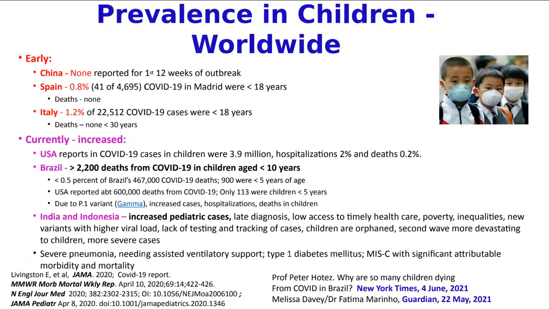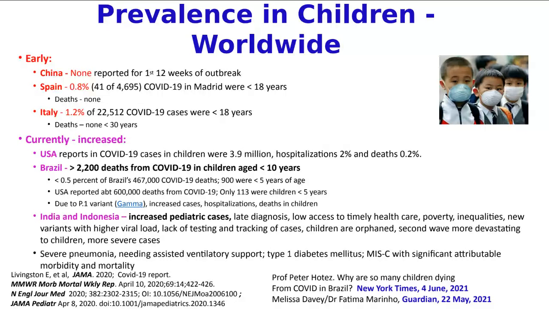And then the prevalence in children worldwide. Early on in China, there were no cases reported in children for the first 12 weeks of the outbreak. In Spain, up to 8.8% of cases in Madrid were found in children less than 18 years of age with no deaths. In Italy, the rate was 1.2% for the first few cases reported there that were less than 18 years of age, and deaths in persons less than 30 years of age were not happening.